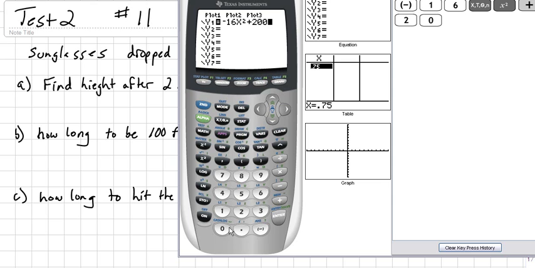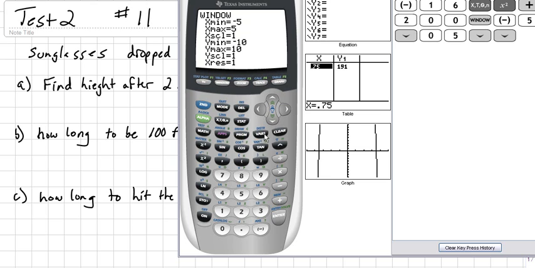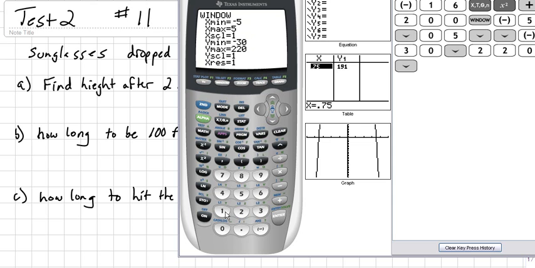Now before we graph this, we got to make sure our window is set to an adequate level. So we're going to change our window from negative 10 to negative 5, and we'll go down to positive 5. And then our scale will stay the same. Then our y will go down to negative 30 just so we get a good look at it. And we need to go up to at least 200, so let's go up to 220. And we'll go by tens.